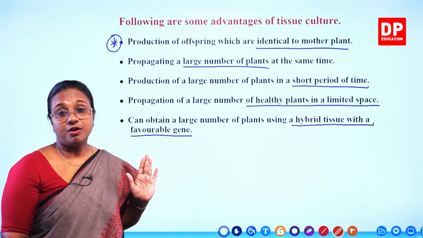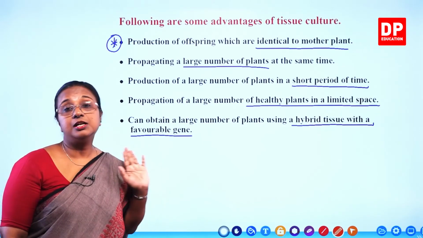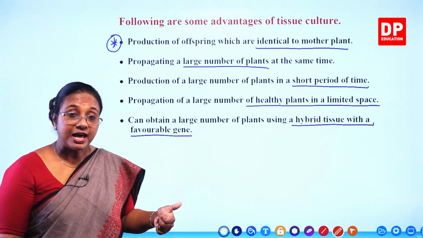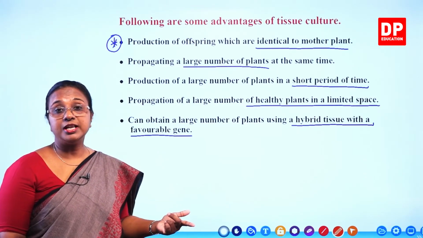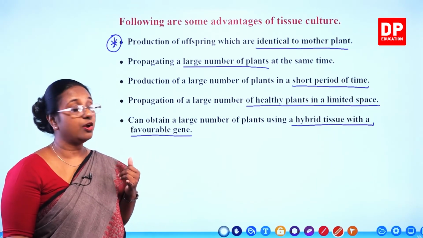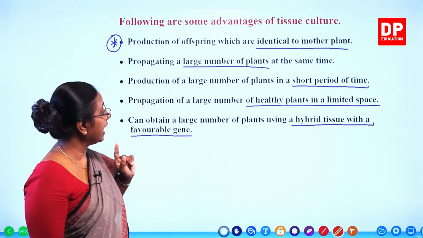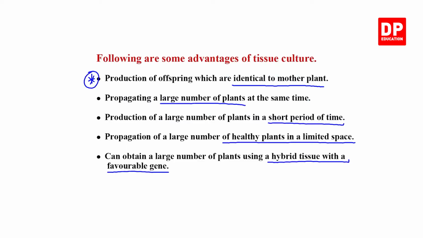Is that clear to you? So, we can produce offspring identical to the mother plant. A very large number of plants can be produced, very large number in a short time, in a limited space, and they are all healthy offspring, and also we can get favorable genes using hybrid tissue. So, these are the advantages of tissue culture.